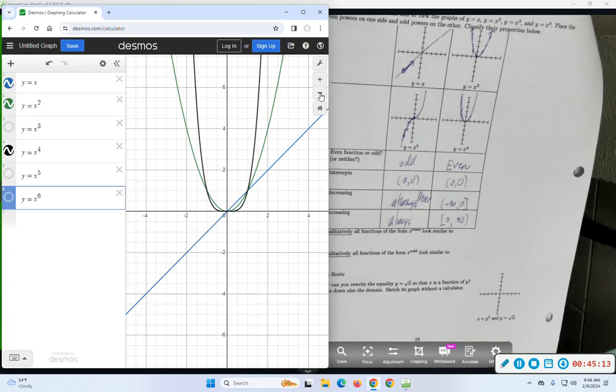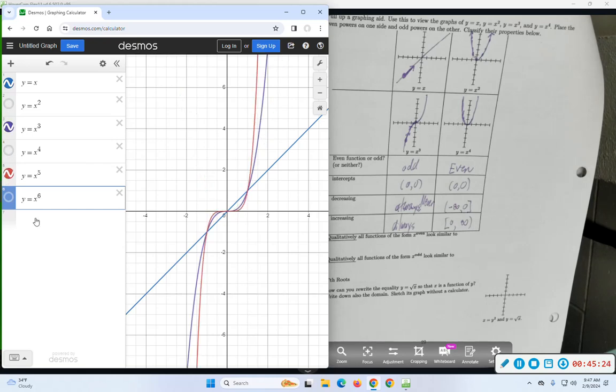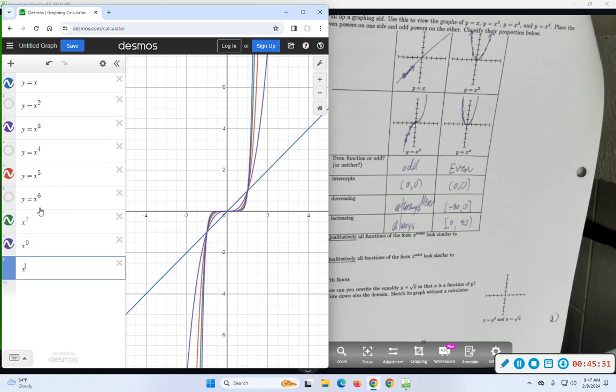And let's just see if that pattern continues to hold. I've grouped them into even power functions on the right, odd power functions on the left. So let's just pull up a bunch of odd power functions. Are all of those odd? Are they all always increasing? Do they all have the same x and y intercepts? Cool.